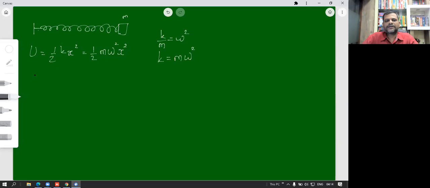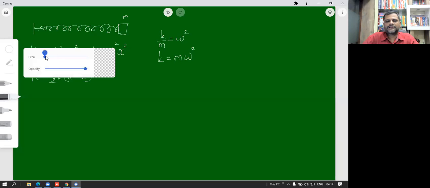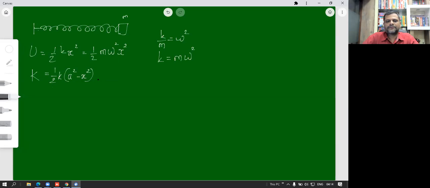And at the same time, kinetic energy here, capital K, we can see it will be given by the formula half into k into a square minus x square, where a is nothing but the amplitude here. Okay, so that we can get this simplified as k के बदले अगर फिर से हमने m ओमेगा स्क्वायर डाल दिया तो हमको मिल जाएगा half m omega square into a square minus x square in this way.